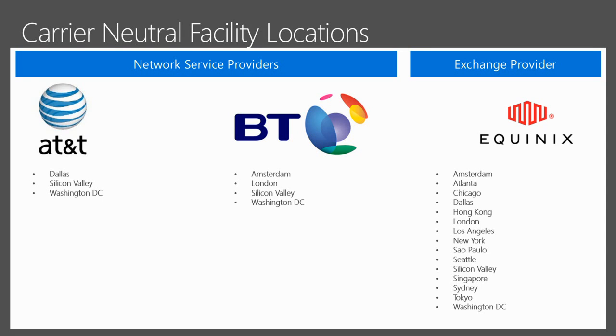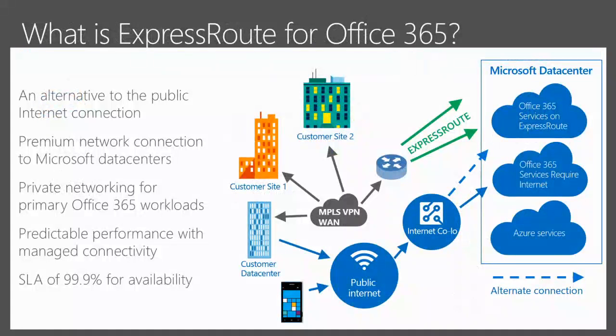All right, so let's move up a little bit and talk a bit more about what ExpressRoute for Office 365 is. Simplistically, it is an alternative to a public internet connection for connecting into Office 365. Specifically, it connects into Microsoft's network, not directly into our data centers. We have those connection points in carrier-neutral facilities where we connect to other network operators. But effectively, it gives you direct connectivity into the data centers where Office 365 servers are hosted. It's a premium network connection to Microsoft data centers, so it is abstracting you from some of the things that you see on the internet.